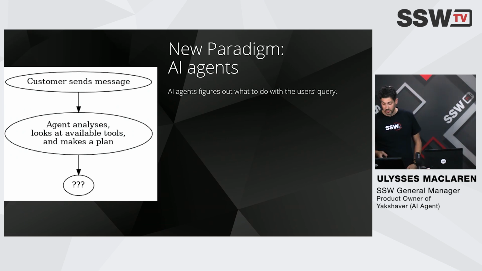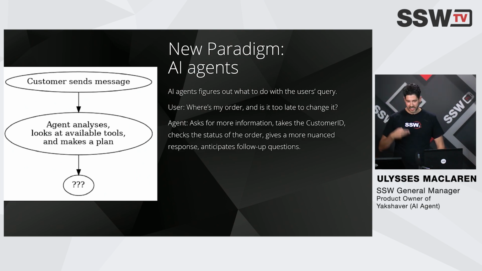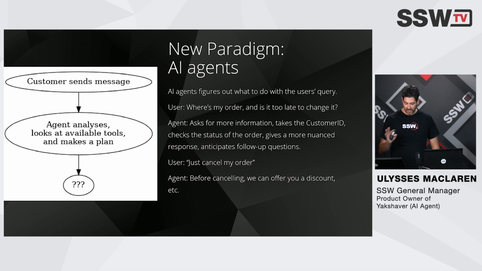So it figures out what to do with the user's query. For instance, I had to think of an example where it was something a bit off the wall that a human probably hadn't thought a user would ask, so forgive this. Where's my order? And is it too late to change it? Agent asks for more information, takes the customer ID, checks the database, checks the status of the order, gives a more nuanced response, and then anticipates any follow-up questions and asks for information and gives things ahead of time. User goes, you know what, just cancel it. Well, hang on, before we cancel, we can offer you a discount, et cetera, et cetera.